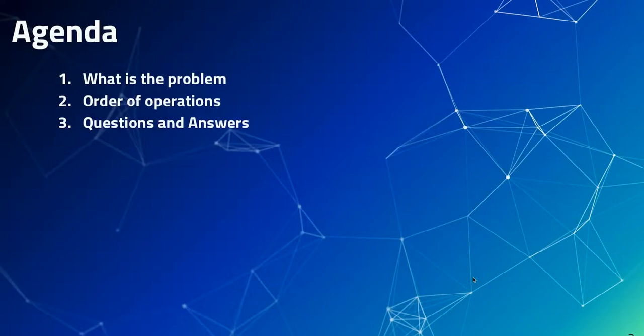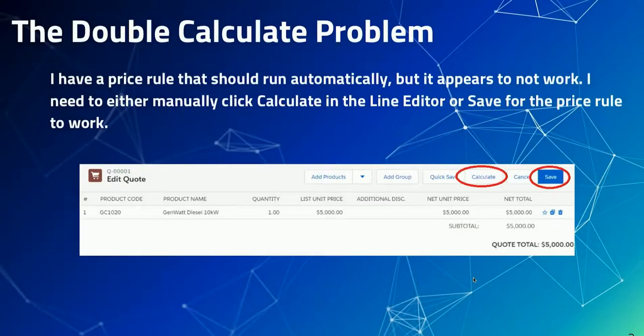So this is a little bit about what I'm going to go over. What's the problem, which I already kind of explained, and then the order of operations, how price rules work, and then we'll do questions and answers afterwards.